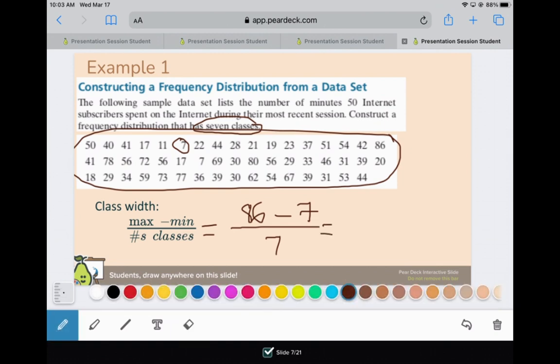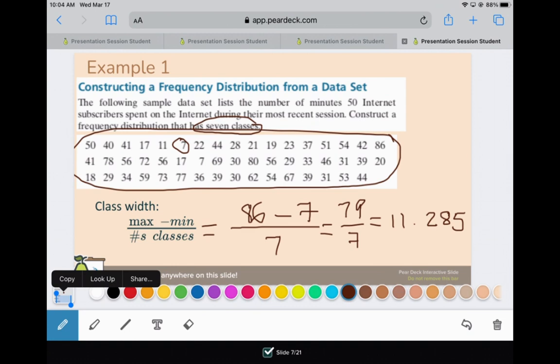That would give you 86 minus 7, which is 79. And then I would divide by 7. That would give me 11.285.